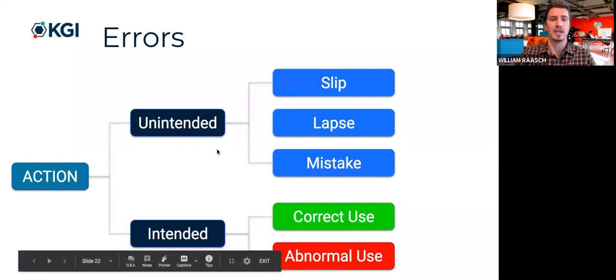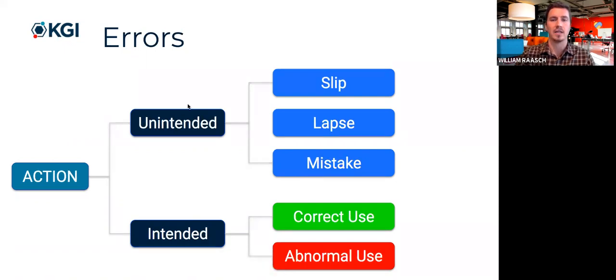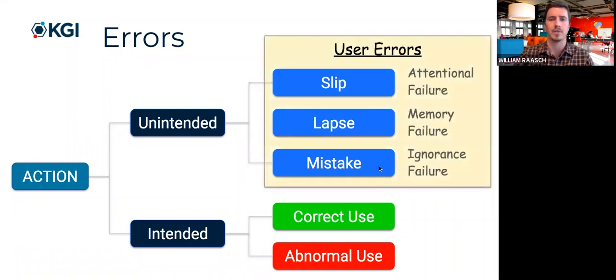So there's unintended versus intended, right? You can go from the intended to correct use as well as abnormal use. And then on the unintended, there's the concept of slip, lapse, and mistake. And I'll go through some of those. So slip, and by the way, the unintended are sort of what is considered a user error.